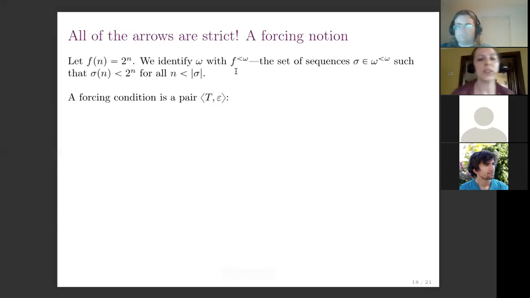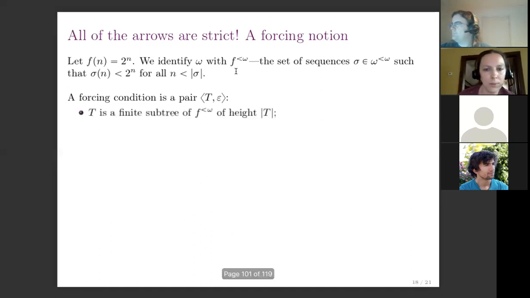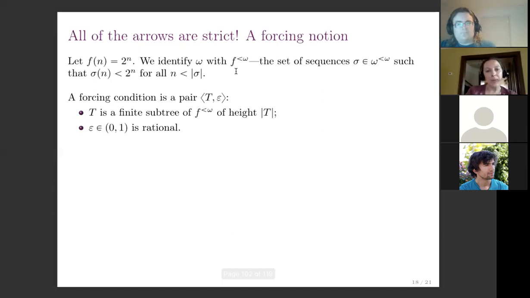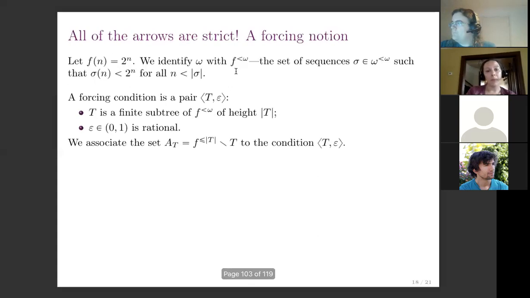So a forcing condition is going to be a finite tree of this form, a finite subtree of this fast branching tree of a fixed height. Epsilon is going to be a rational in the interval (0, 1). And we'll think of a condition as approximating a finite set, which will be the complement of the tree within the strings that we're considering.